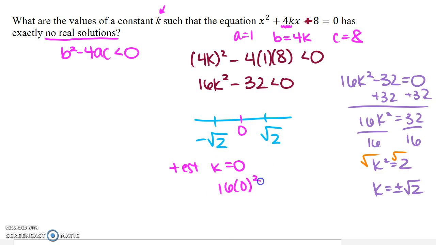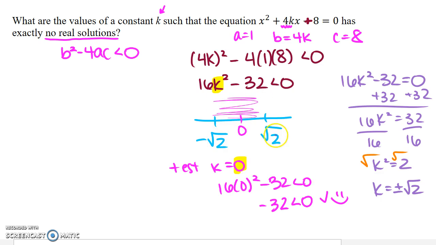So let's see. We substitute 0 in for k here. When you do that, you'll get 0 squared times 16 is 0, so you'll get negative 32 is less than 0. You notice that's a true statement, which is good, because that means in between negative square root of 2 and square root of 2, any value within that would make this statement true. What that means for us is that any number between these two validates the statement.